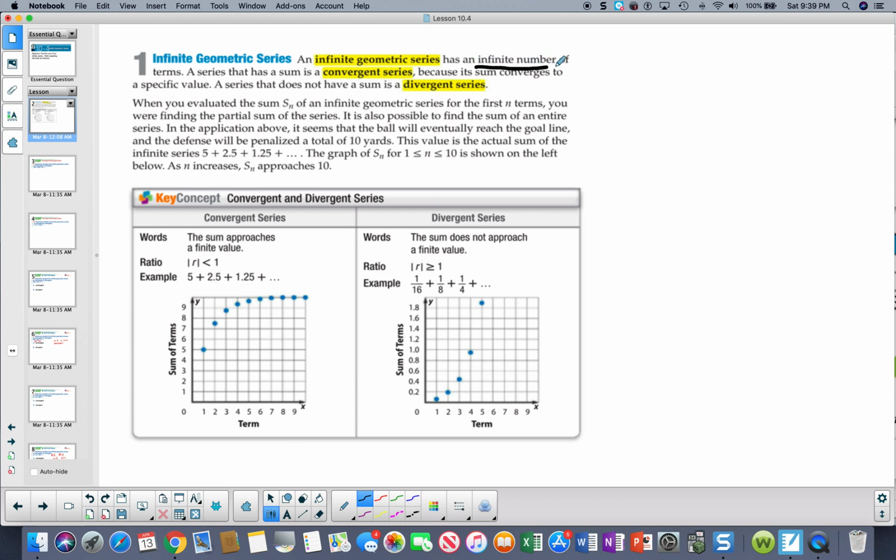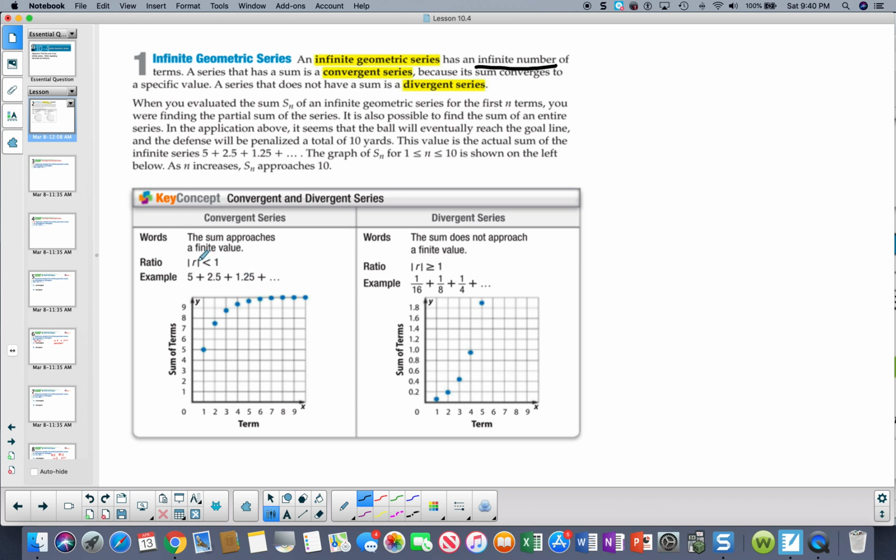what we've been having before, which is a partial sum. We want to determine if this infinite geometric series is convergent, which means that we are getting closer and closer to one particular number that has a sum, or if there isn't a number it's getting close to as far as a sum, we call it divergent. So let's take a look at an example of that, where we have a convergent series.